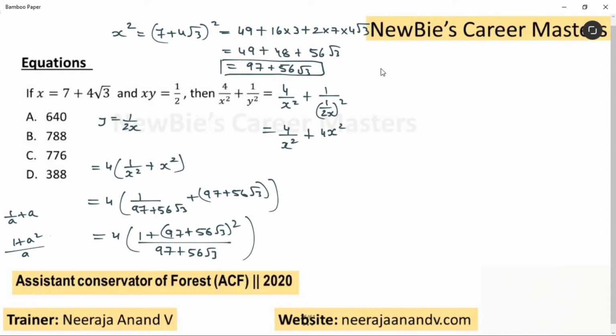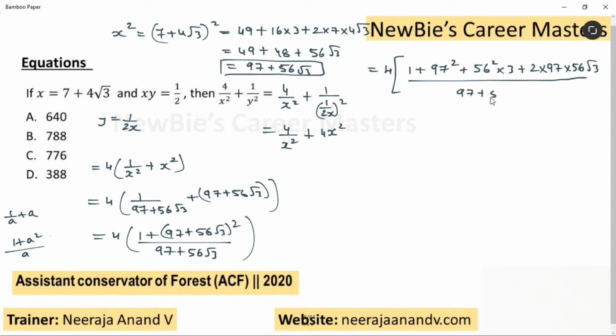Okay. See, what I do is 4 into 1 plus. See, this is also an a plus b whole square formula. Let's put the formula. First is a square, that is 97 square, and b square is 56 square into 3, 2ab, 2 into 97 into 56 root 3, divided by 97 plus 56 root 3. Okay.